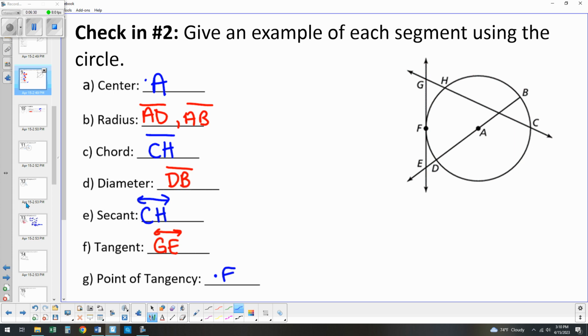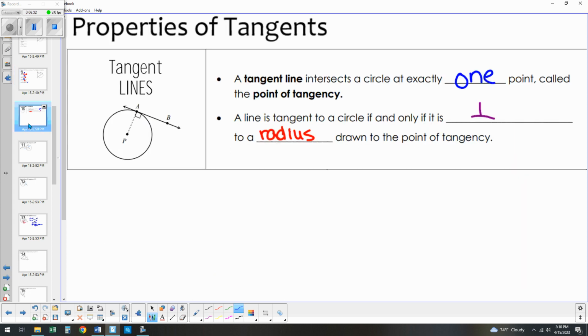So speaking of tangent lines, let's look a little deeper into things that are tangent. A tangent line, like we said, intersects a circle at exactly one point, and we call that point the point of tangency. But here's the new part. A line is tangent to a circle if and only if it is perpendicular to a radius drawn to the point of tangency. So we call it tangent as long as there's a right angle at the point of tangency with the radius.